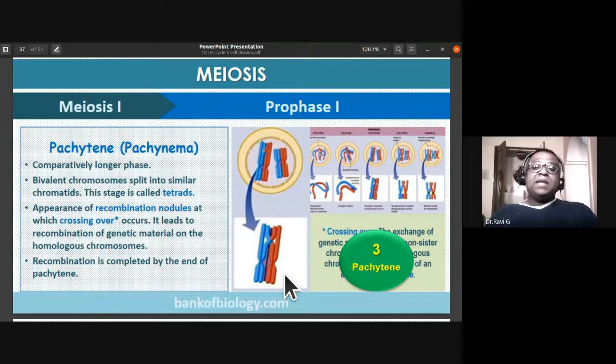So in zygotene or zygonema, we found the formation of the synaptonemal complex and pairing up of the homologous chromosomes takes place. Pachytene is a comparatively longer phase. So the bivalent chromosomes split into similar chromatids.